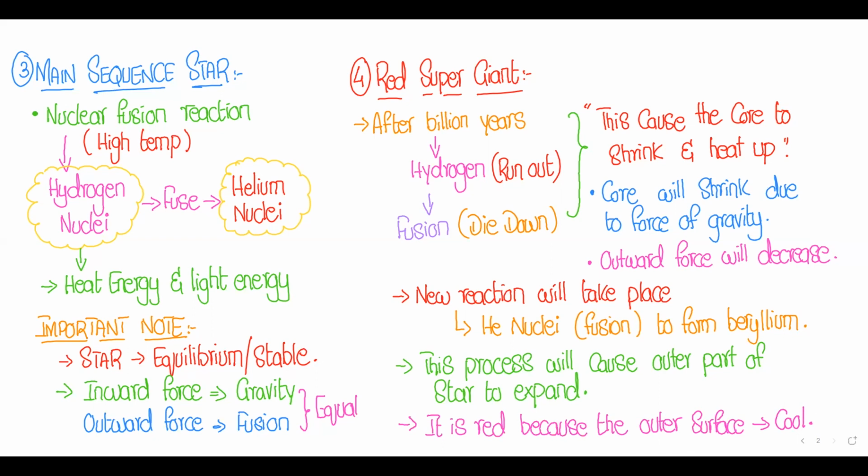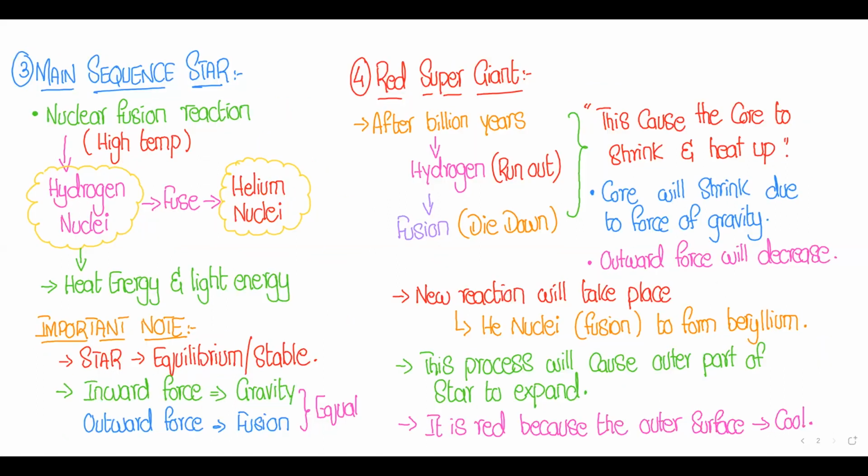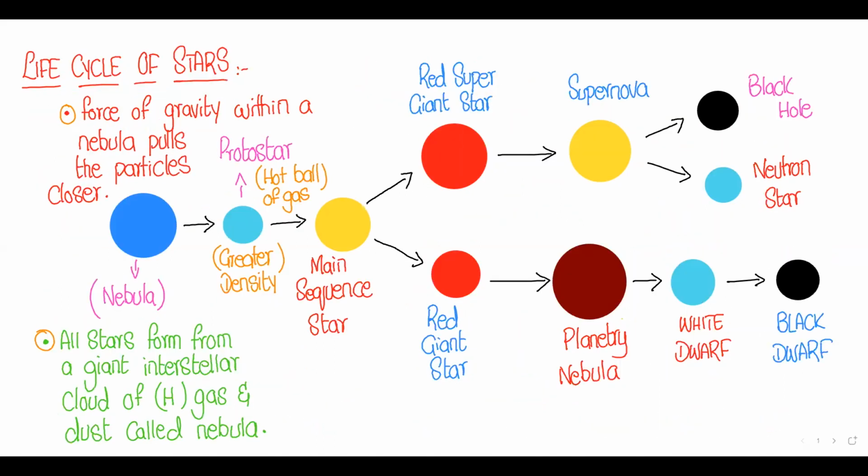Yes. This is the fourth stage, and this is for the red supergiant. On the other hand, if we talk about the second type, which is the red giant star, we already talked about the process of the red supergiant star. So the same will happen with the red giant star, right?